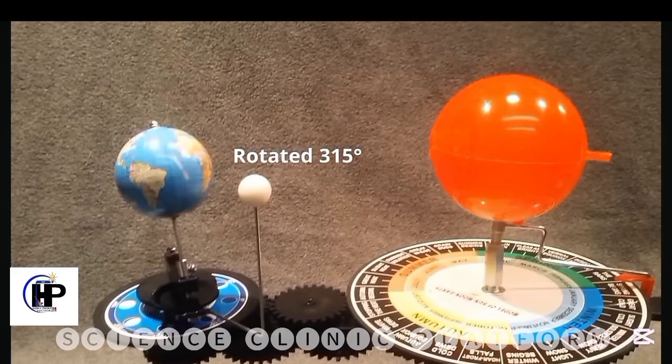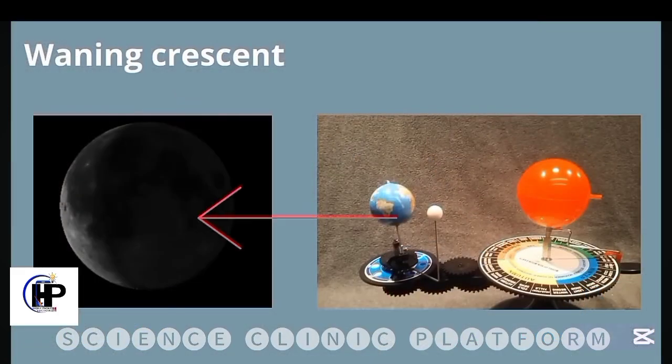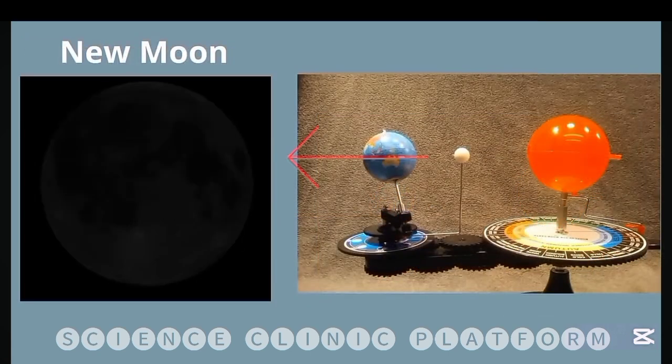And suppose it rotates up to 315 degrees, it reaches the waning crescent, and here a small illuminated crescent is visible. Decreasing in size, the moon is transiting back to the new moon.